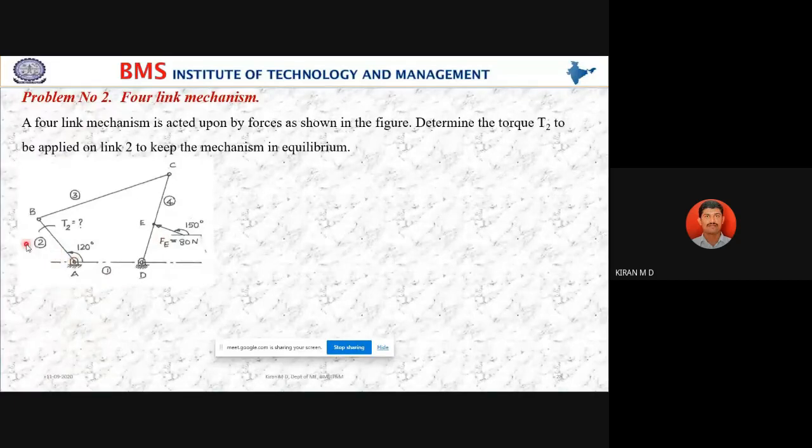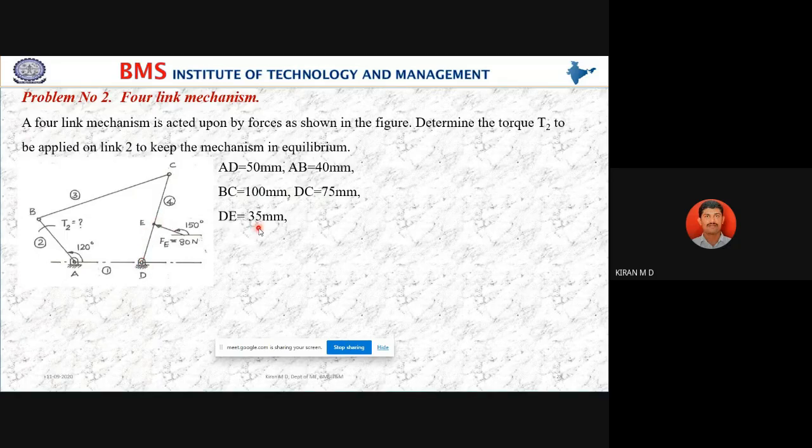So the torque is acting on the link. To analyze this problem, the force is acting here, and due to this force it will transfer to link 3, then link 2. If we analyze separately, the length of link AD, the first link, is 50 mm, AB is 40 mm, BC is 100 mm, DC is 75 mm, and DE from here to here is 35 mm. So this is the problem.